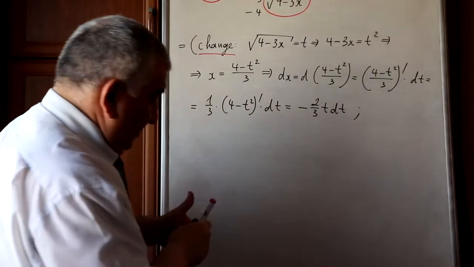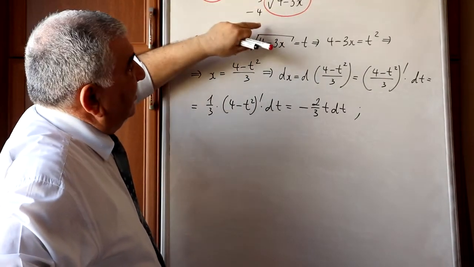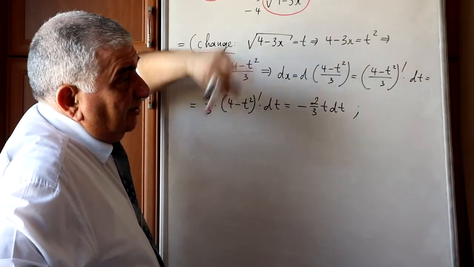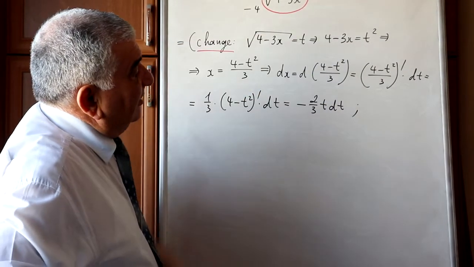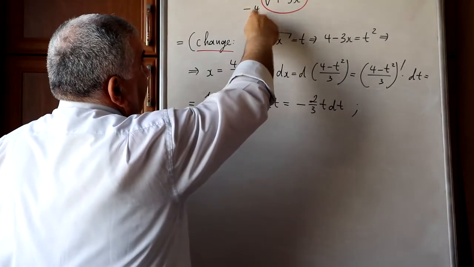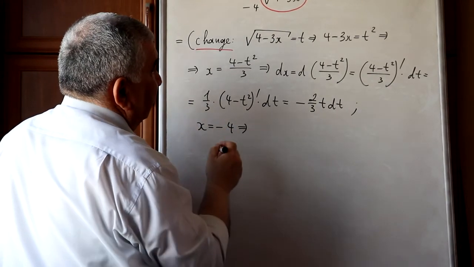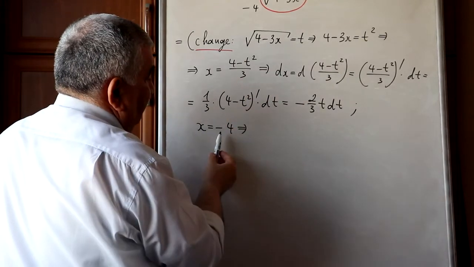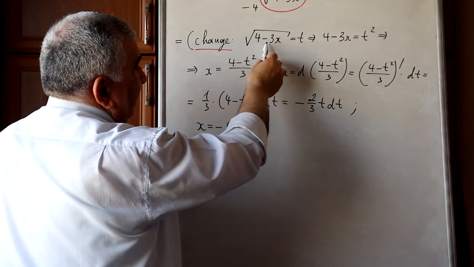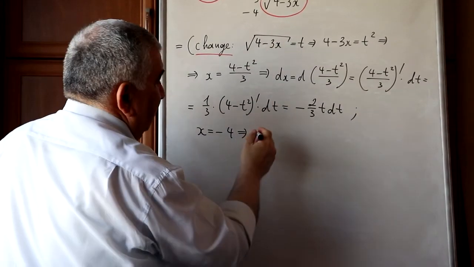Also, we must change the integral limits, because these integral limits are applied for x, but we must find new integral limits for the new variable t. If the lower integral limit of x is minus 4, then find the corresponding value of t. Therefore, we must substitute minus 4 instead of x. 4 minus 3 multiplied by minus 4 is 12. 4 plus 12 is 16, and square root of 16 is 4. T is 4.